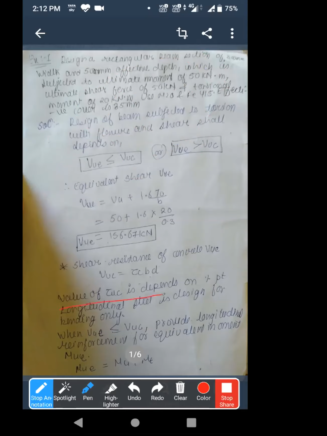The value of tau C depends upon the percentage PT. First you have to calculate the percentage PT. What is the formula for percentage PT? It is 100 AST upon B into D. Then you have to go to table number 19, search and do the interpolation, and then you get the value of tau C.